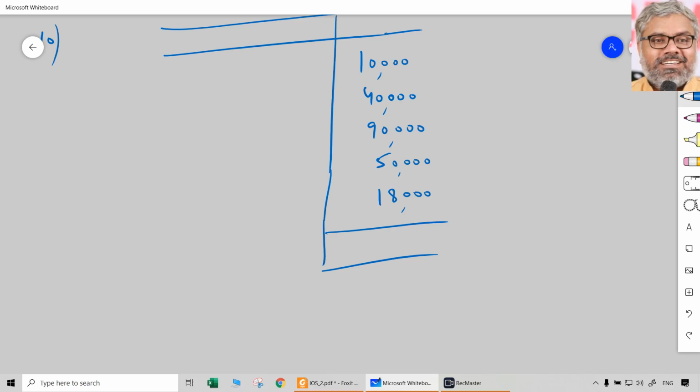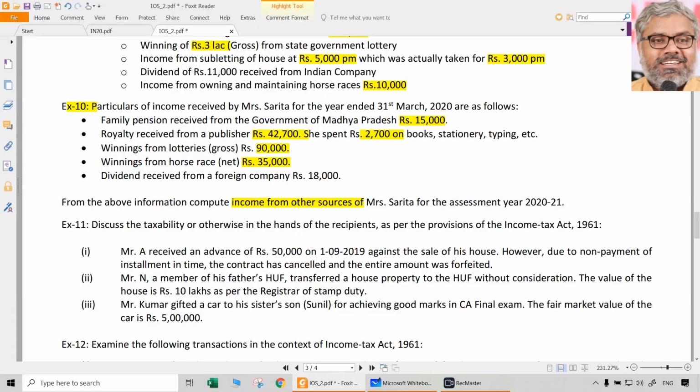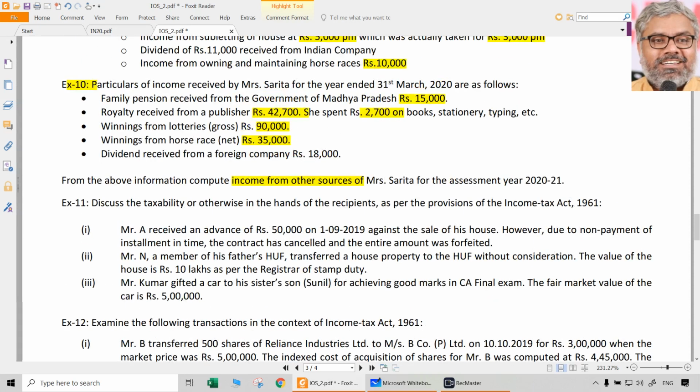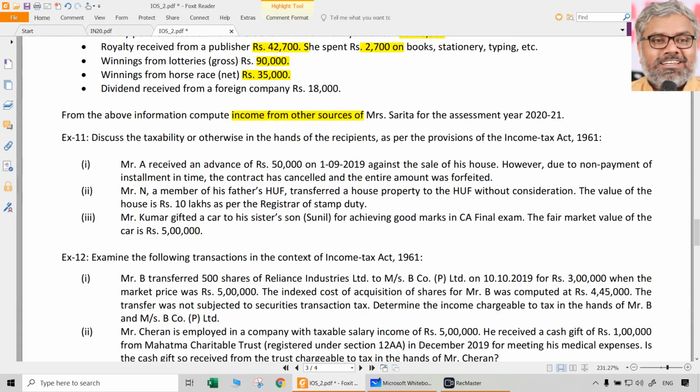Only that is asked. You don't have to think about anything else. What is asked, that is enough. 2,08,000 rupees is the income from other sources of Mrs. Sarita for the assessment year 2021. Done. That was exercise number 10.